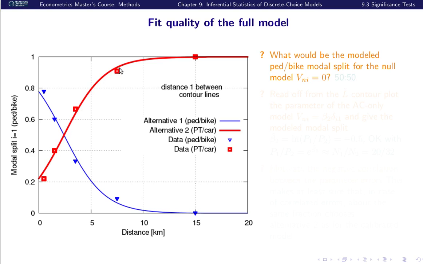That is the faster alternative, which is of course preferred for a larger distance. But it's interesting how well this simple model predicts the data, because these are real data. What would the null model predict? Because the utility is just 0, it's just 50-50. That means the probability for both alternatives is just 0.5, which obviously is a very bad fit.